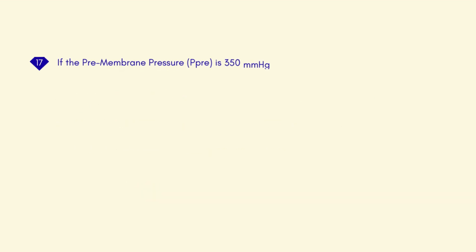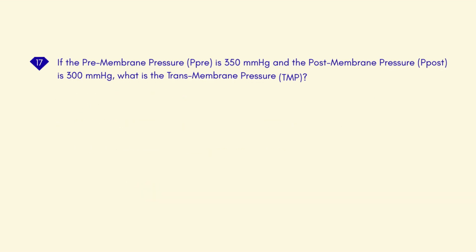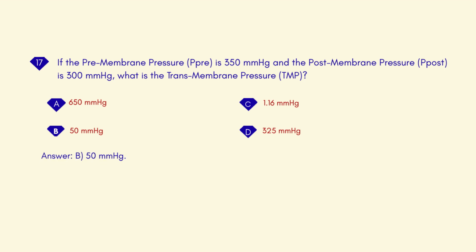If the pre-membrane pressure, pre, is 350 mmHg and the post-membrane pressure, post, is 300 mmHg, what is the transmembrane pressure, TMP? A. 650 mmHg. B. 50 mmHg. C. 1.16 mmHg. D. 325 mmHg. Answer: B. 50 mmHg.